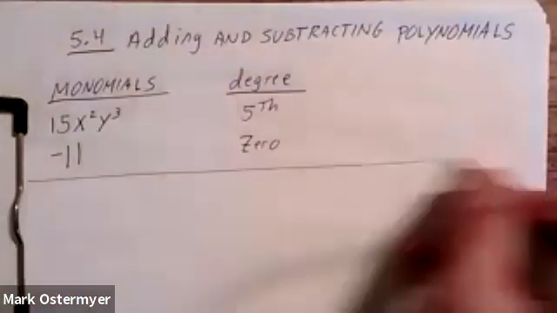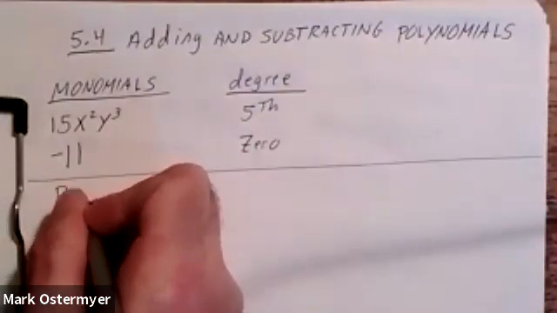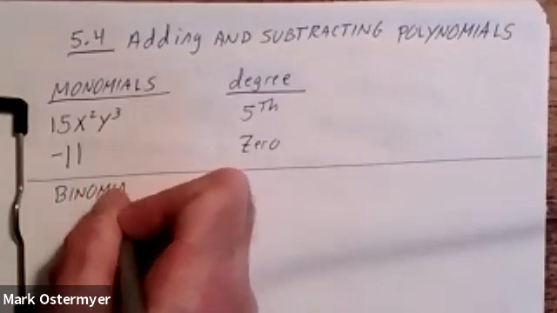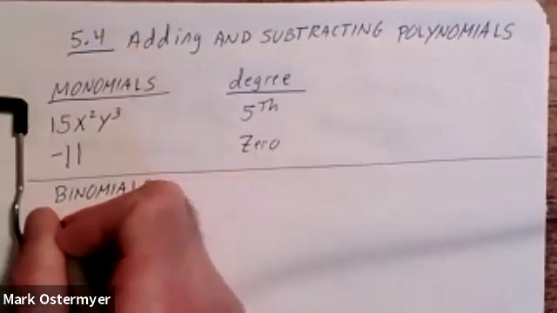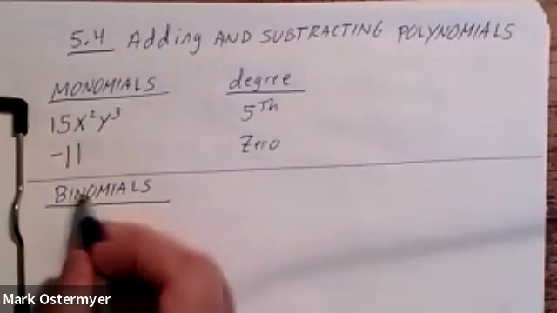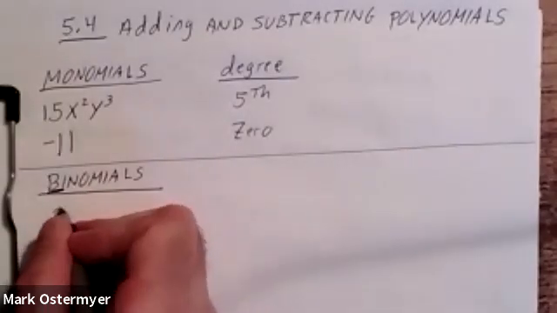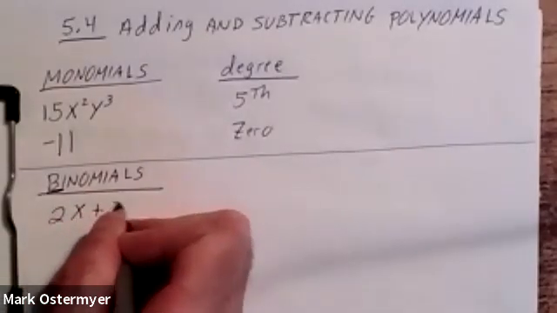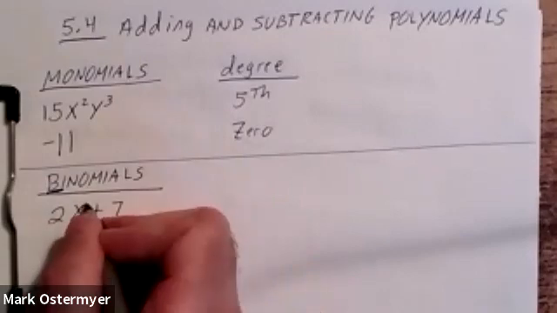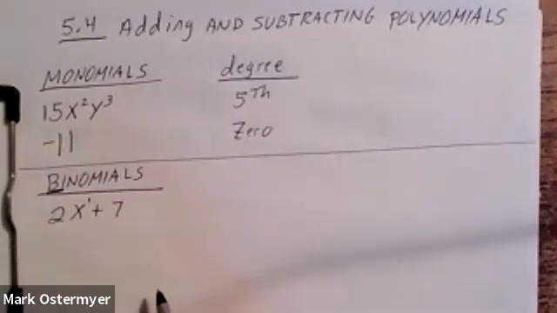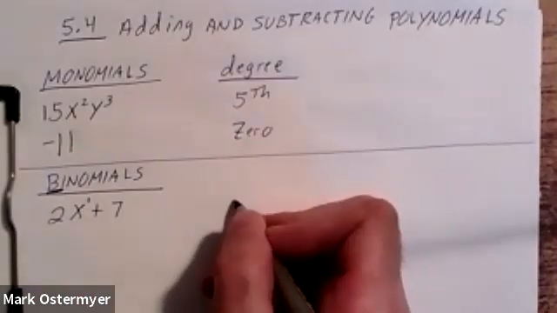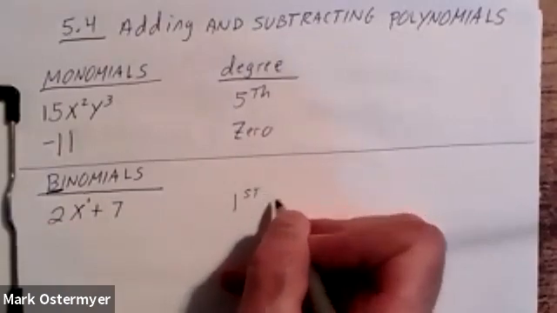All right, ladies and gentlemen, what is a binomial? Bi means how many? The prefix bi means 2. So binomials are two-term variable expressions. So here's some examples of some binomials. 2x plus 7, that's a binomial. Now the degree of a binomial is equal to the highest degree term. This is a first degree term. This is a 0th degree term. So we would say this binomial is of degree 1, first degree.